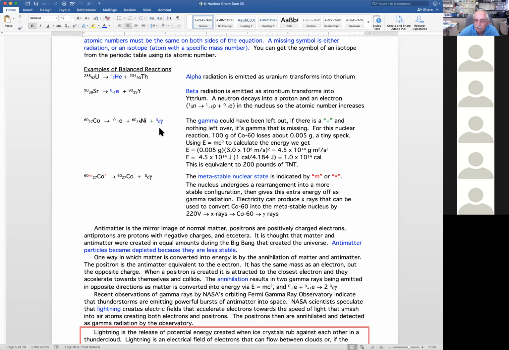What is the entity that has absolutely no mass? It's simply gamma radiation. Okay, so that gamma could have been left out. It could have not even been put there. Matter of fact, if you look at the table of selected radioactive isotopes on the periodic table, in no cases do they ever mention gamma radiation.